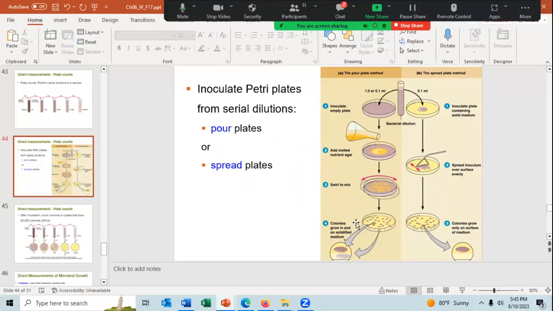And then you can count those colonies and then obtain the colony forming units in that dilution. And that's the pour plate method.